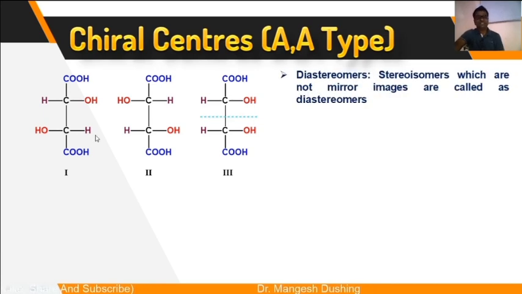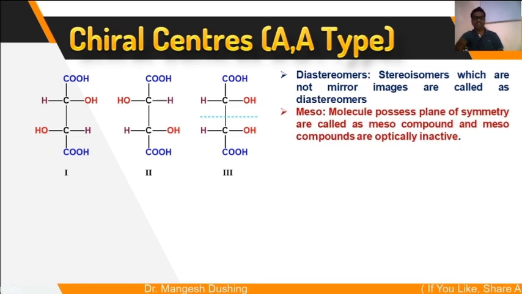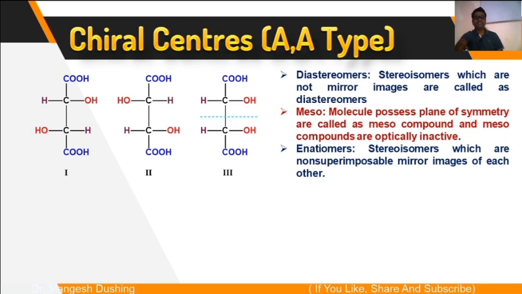First we saw diastereomers. The definition of diastereomers: the stereoisomers which are not mirror images of each other are called diastereomers. Similarly, this is the definition for meso compound: a molecule that possesses a plane of symmetry is called a meso compound, and meso compounds are optically inactive. Enantiomers: the stereoisomers which are non-superimposable mirror images of each other are called enantiomers.